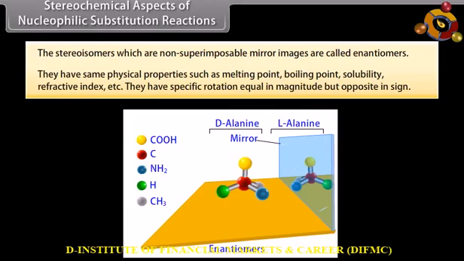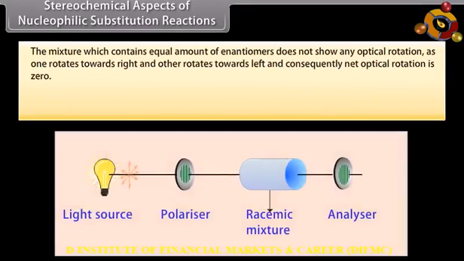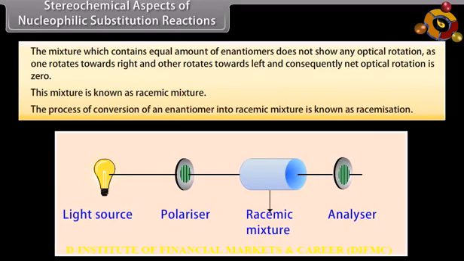They have the same physical properties such as melting point, boiling point, solubility, refractive index, etc. They have specific rotation equal in magnitude but opposite in sign. The mixture which contains equal amount of enantiomers does not show any optical rotation, as one rotates towards right and other rotates towards left, and consequently the net optical rotation is zero. This mixture is known as racemic mixture. The process of conversion of an enantiomer into racemic mixture is known as racemization.